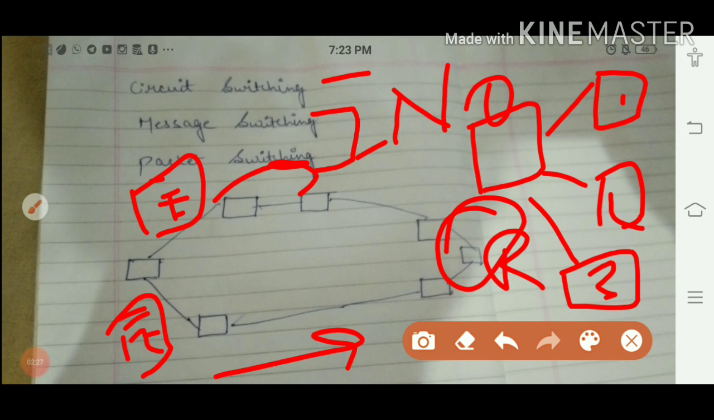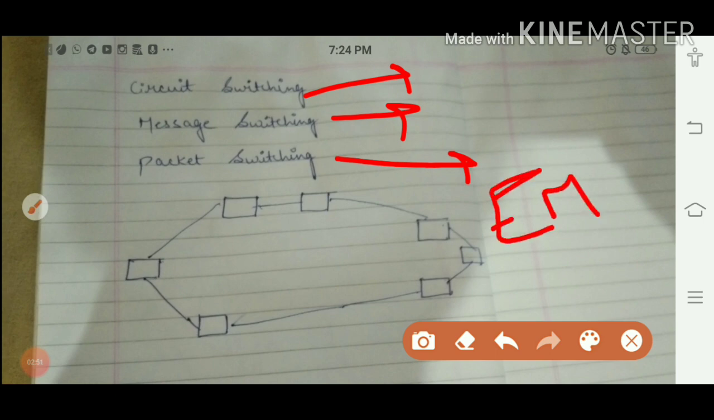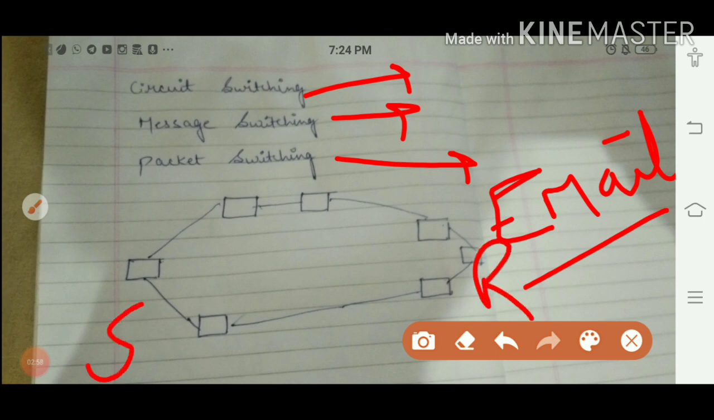And one child asked, ma'am, tell me an example of message switching. Children, circuit switching example: we use it in landline phones. Packet switching: we use it in the internet. I told you that data moves from the server side in the form of packets. And the example of message switching is email. You all use email; when you send a message from sender to receiver, the complete message moves. So email is the example of message switching.